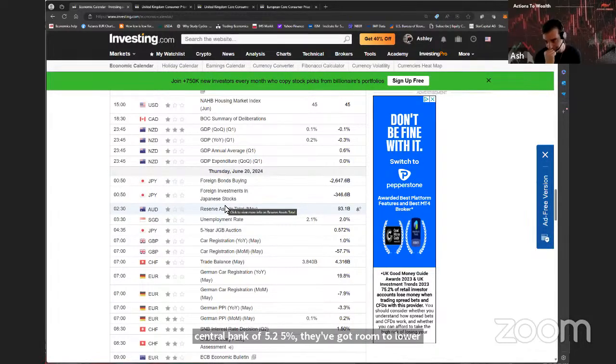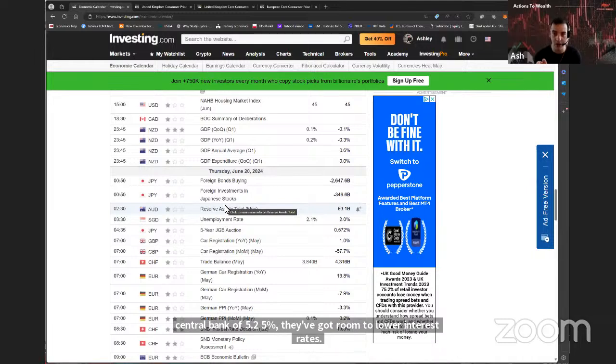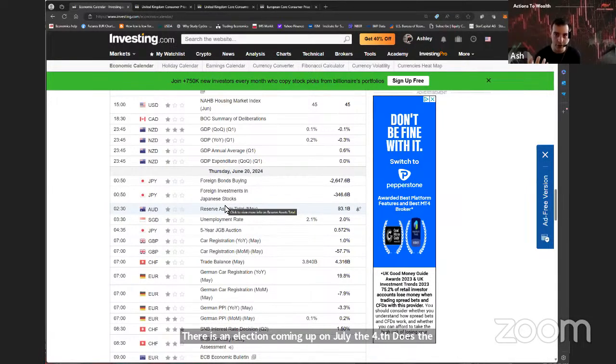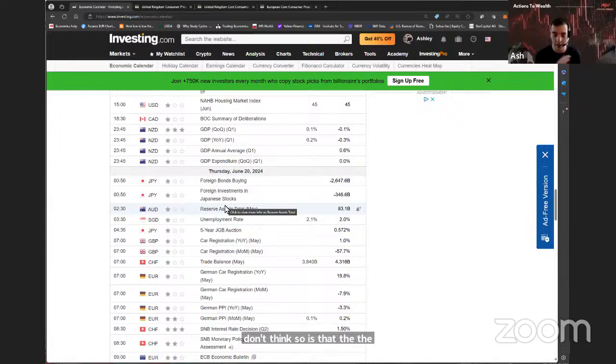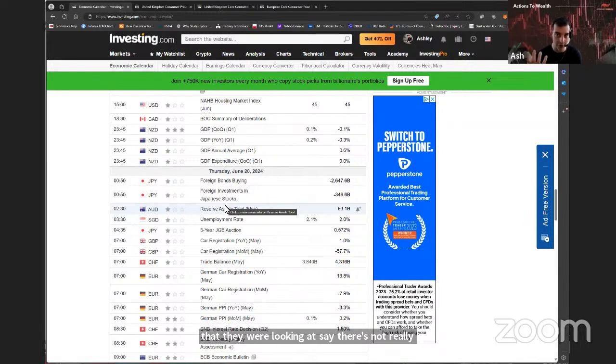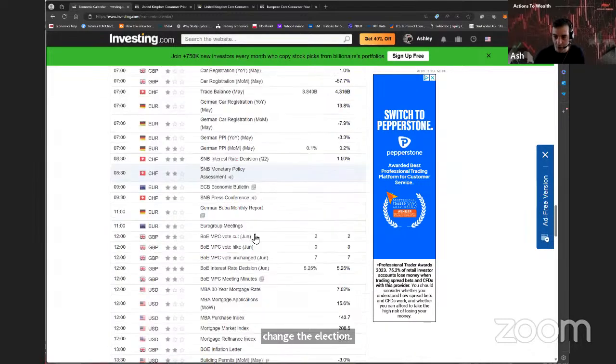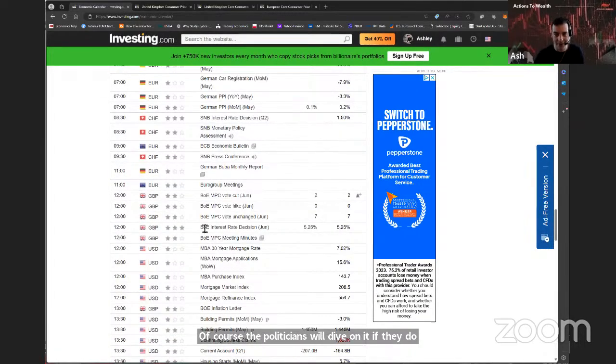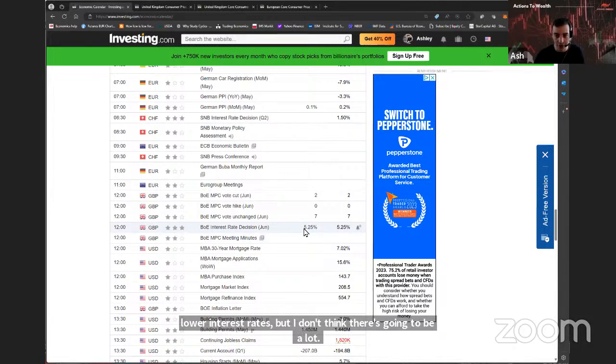And if inflation's at 2%, with the central bank at 5.25%, they've got room to lower interest rates. There is an election coming up on July the 4th. Does the central bank think that they're going to be playing politics if they lower interest rates? I personally don't think so. One of the reasons is that the Labour Party, the opposition party, are so far ahead in the polls. I think they will look at it and say there's not really anything that we're going to be doing which is going to change the election. Of course, the politicians will dive on it if they do lower interest rates, but I don't think there's going to be a lot. But that's going to be the only caveat to them lowering interest rates, in my opinion.